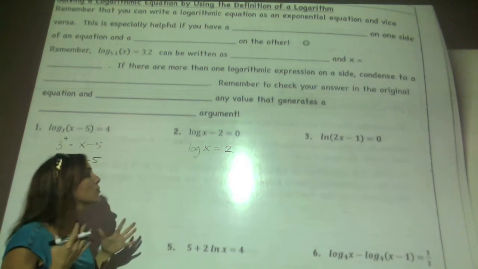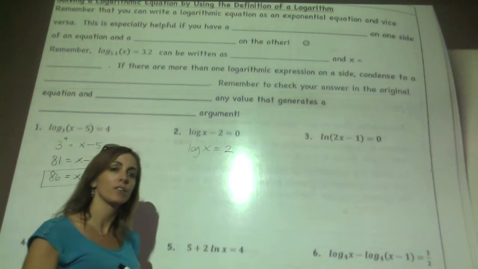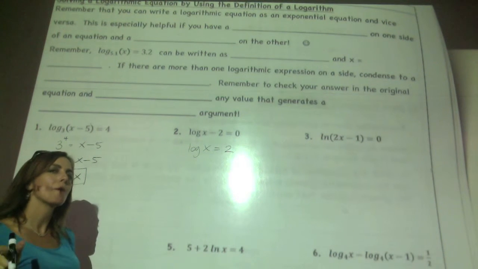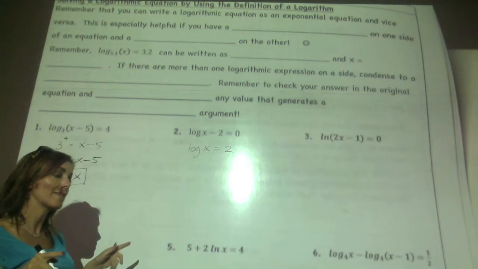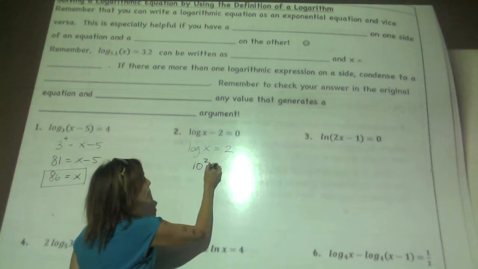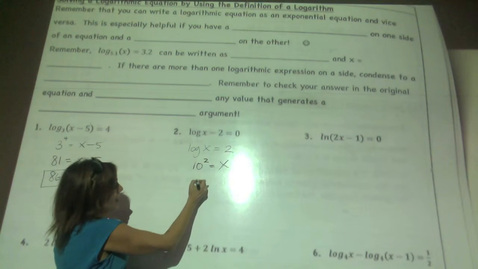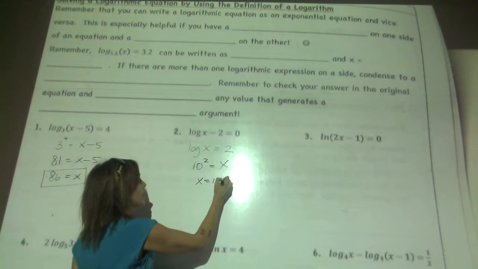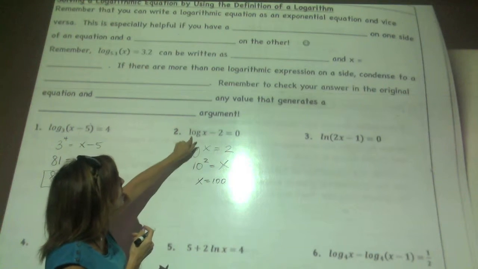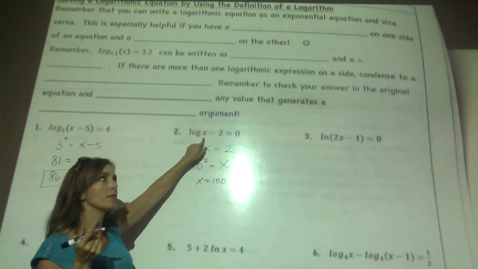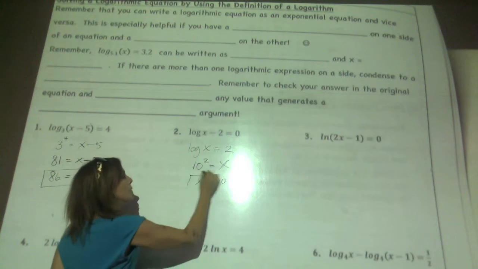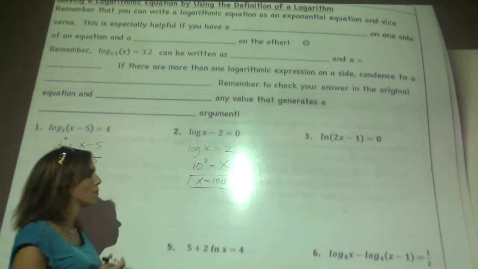All right, so now let's rewrite this in exponential form. What is the base? I don't see a base. Remember, if the base is missing and it says log, base is 10. So this is really 10 squared is equal to x. Oh, x is 100. Huh, okay, let's double check this. Log of 100, I think that's 2, isn't it? Oh yeah, it is 2. 2 minus 2 is equal to 0. We are good to go.